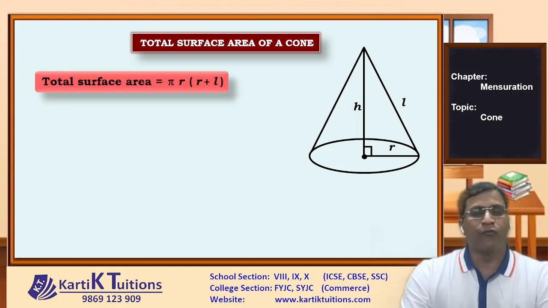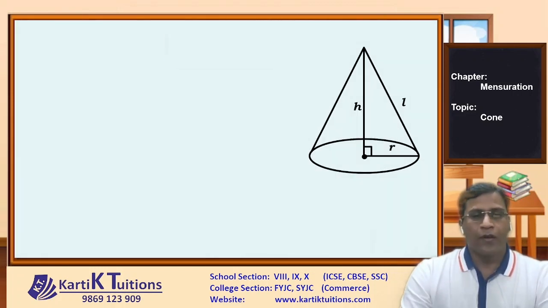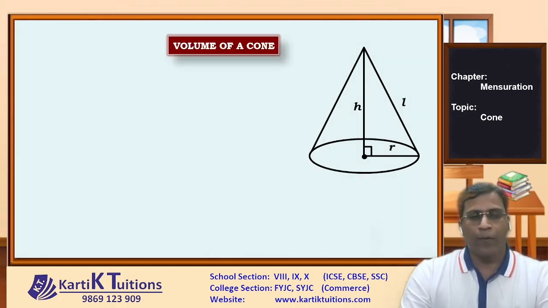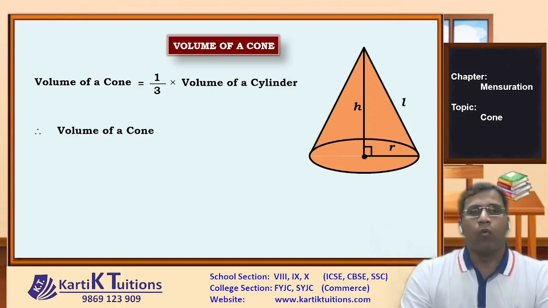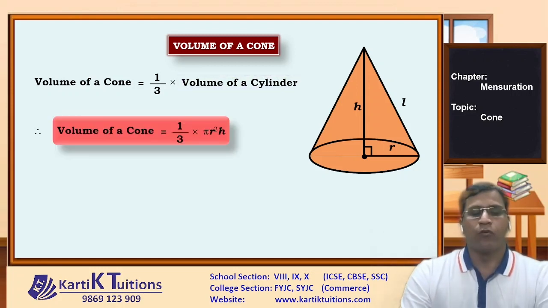Now next part is volume. Volume of a cone is nothing else but the space it can occupy. So here the volume is 1/3 times the volume of a cylinder. I talked about the cylinder in the last video, so in case you have not watched that video, please watch it first. Now what is the volume of a cylinder? Does anyone remember? It is pi r square h. So here it will become 1/3 into pi r square h. So the volume of a cone is 1/3 pi r square h.